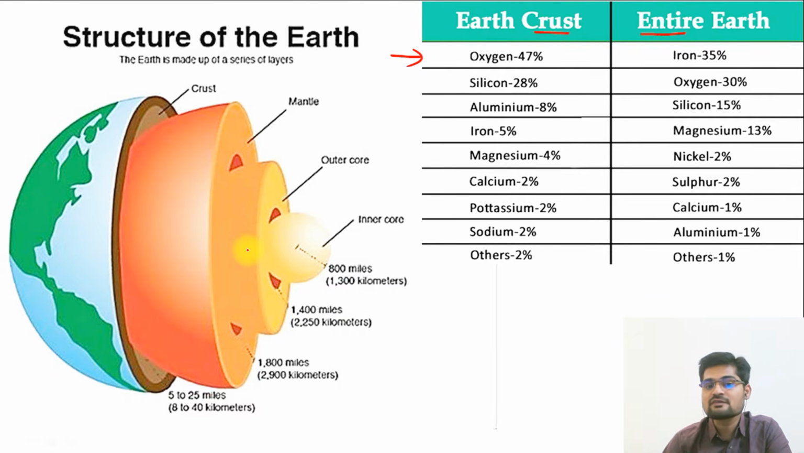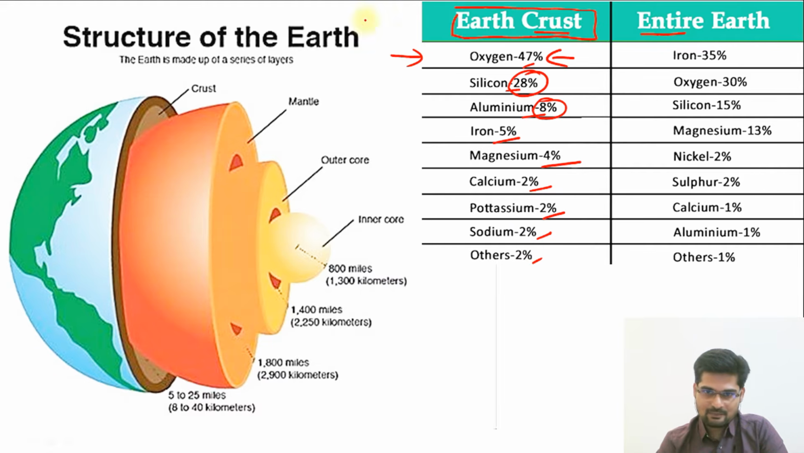If you observe, the maximum component, that is the maximum occupancy, is of oxygen in the crust, about 47%, then silicon, that is 28%, then aluminium, which is 8%, iron is 5%, magnesium is 4%, calcium is 2%, potassium is 2%, sodium is 2%, and others are 2%. So what we see is the maximum component is oxygen.